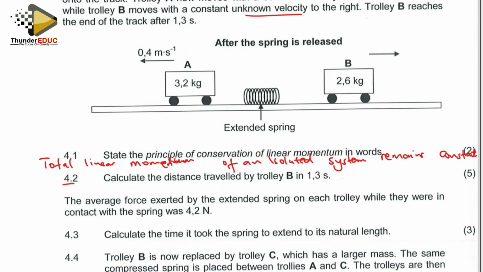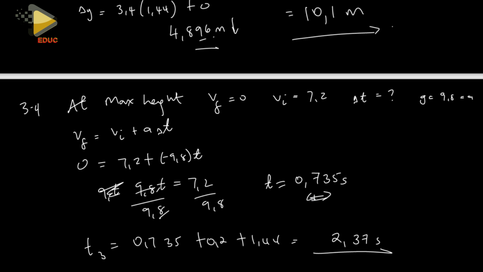All right, then 4.2, they want us to calculate the distance that is traveled by trolley B. Remember, they told us it traveled that distance in 1,3 seconds. Initially, it was at rest, so the V initial is 0. But before we can get the distance, we need to get at least the V final. For us to get the acceleration, at least we need the final velocity. So we can apply the conservation of momentum and then get our V final before we can determine what the question wants.